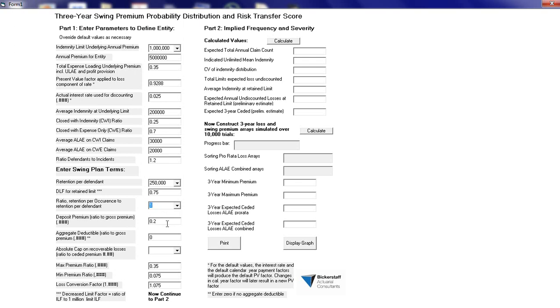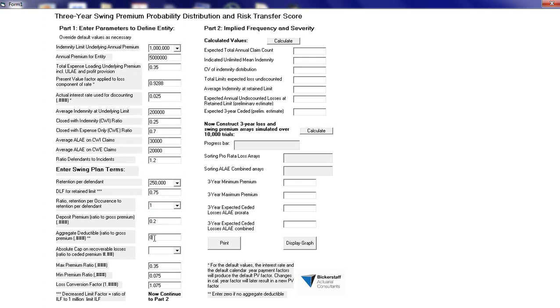This next item is fairly self-explanatory. The ceding carrier would almost universally be required to submit a deposit premium to the reinsurer, and I'm saying here it'd be 20%. This is a percentage of this $5 million annual premium. In this case, it'd be $1 million.